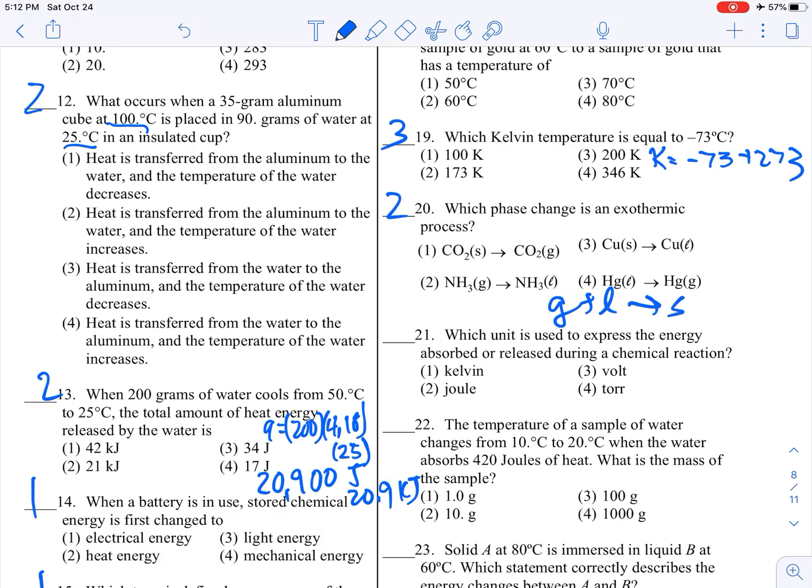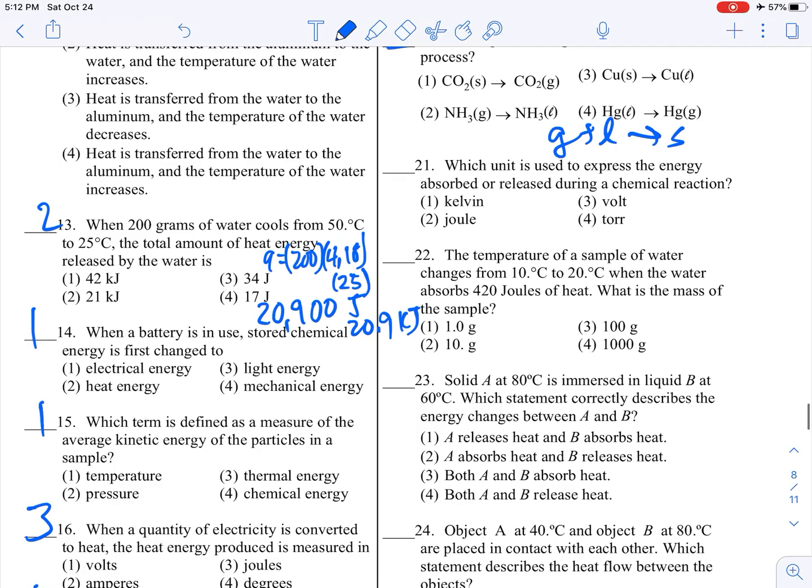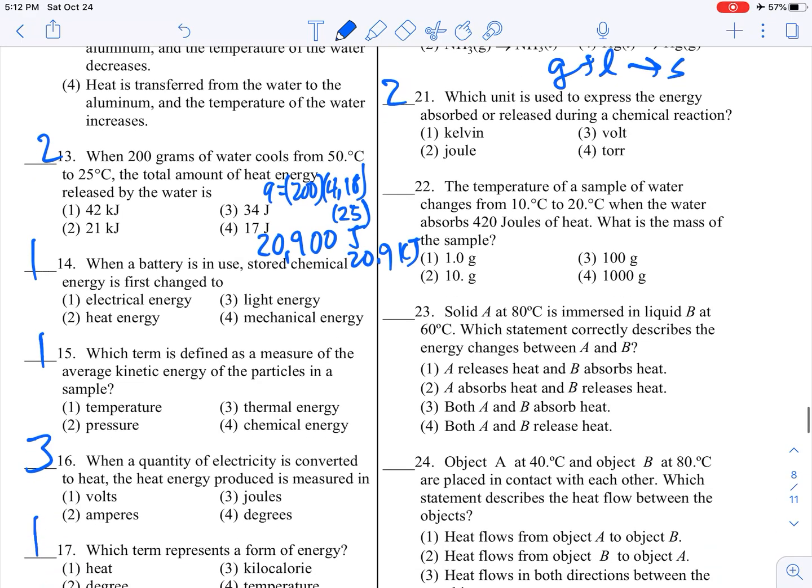So number 2. Which unit is used to express the energy absorbed or released during a chemical reaction? Energy is measured in joules. That's a 2. Sorry, let me make it look nicer. Kelvin is temperature. Torr is pressure. Volt is something like voltage, electricity, I guess.